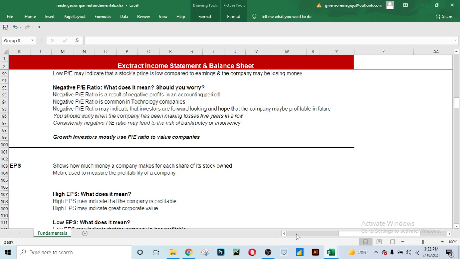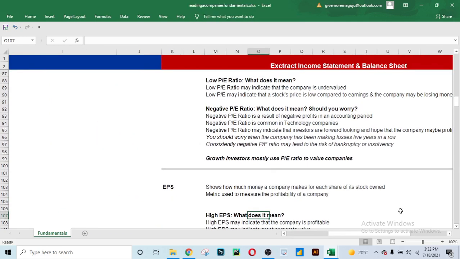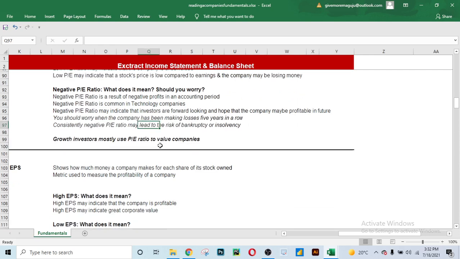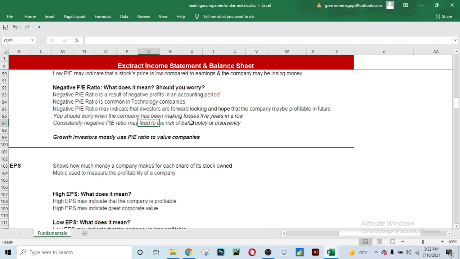And here's a hint for you. You should worry when the company has been making losses 5 years in a row. That's when you should worry. Let's say you have invested in a company, and that company has been making losses consistently for 5 years, then you need to worry. So consistently negative PE ratios may lead to the risk of bankruptcy or insolvency, but that's not always the case. That's not the case with Econet. The negative profits are partly due to the effect of COVID-19.